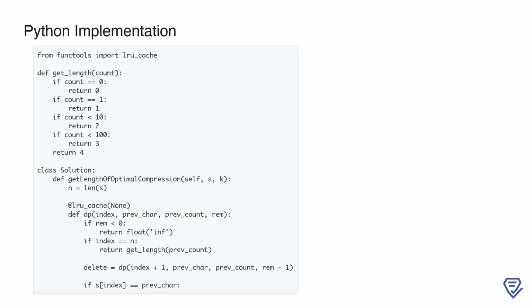The first option we consider is deleting the current character, so we make a recursive call to dp with the index incremented by 1, the previous character unchanged, the count unchanged, and the remaining deletions decreased by 1. Finally, we handle the case where the current character matches the previous one.